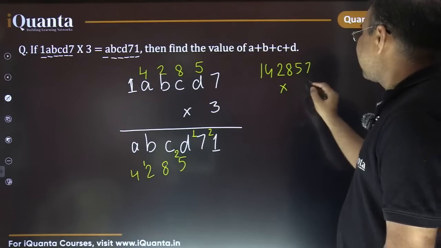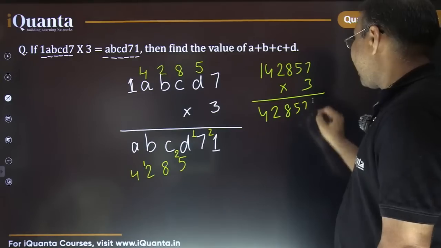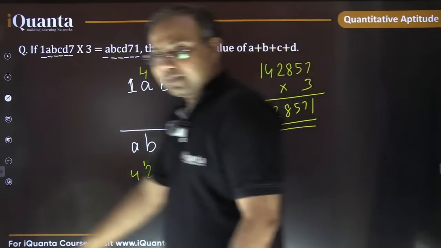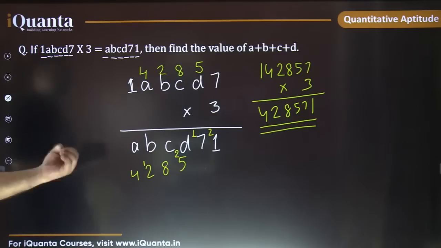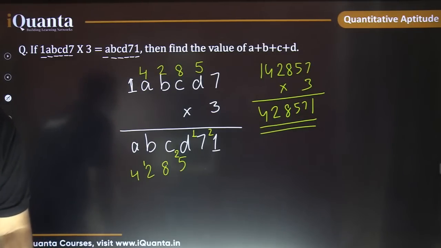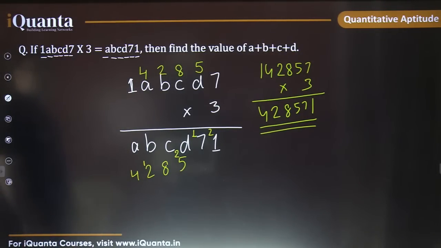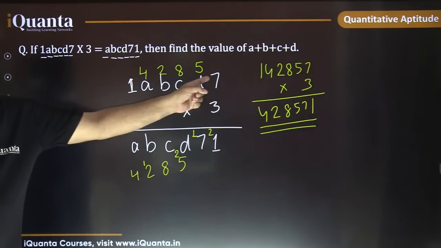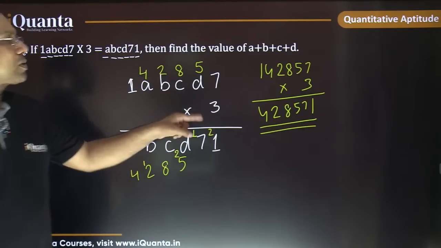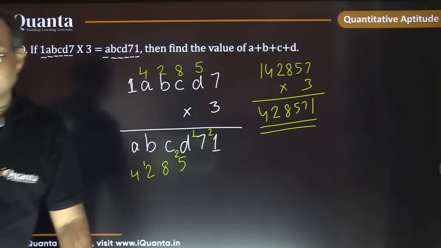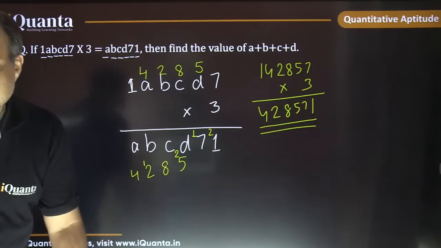142,857 multiplied with 3, that gives you 428,571. Is it fine? And it's a previous CAT question, slightly made easier. In the actual CAT question, this 7 was not given there. Although it is very easy to identify. You know that 3 को 7 से multiply करने पे ही 1 आएगा, है ना? So in actual CAT question, this 7 was not mentioned. That is the only difference.